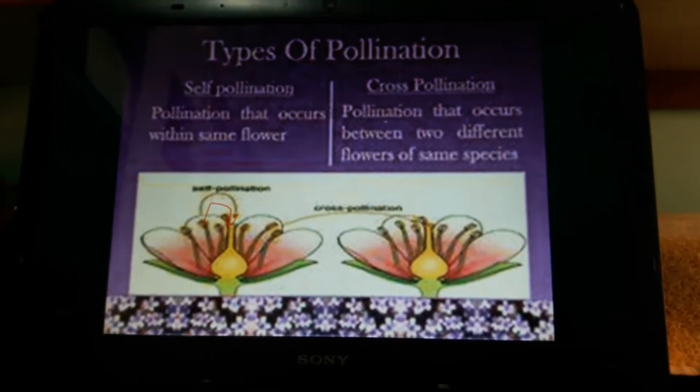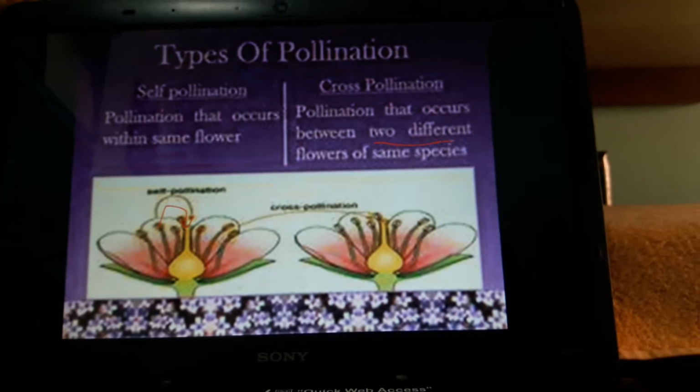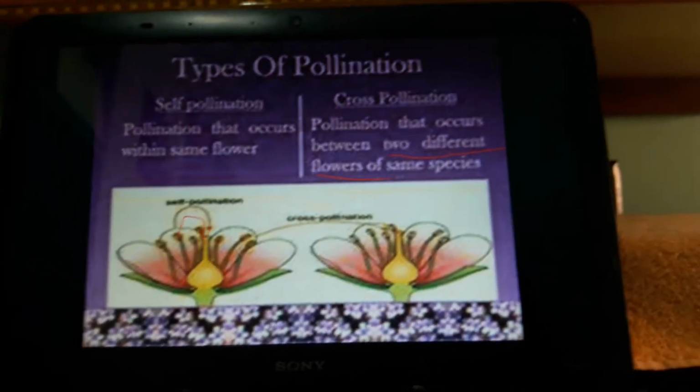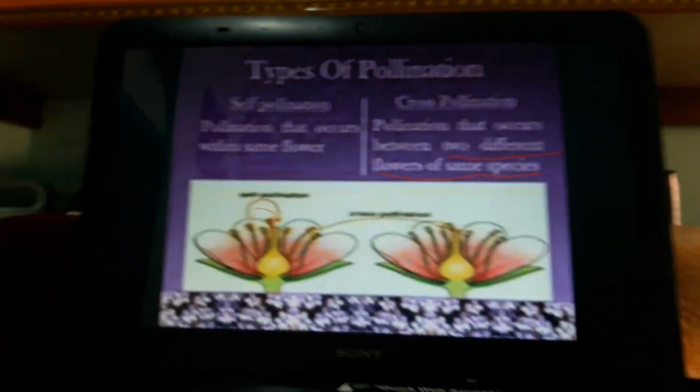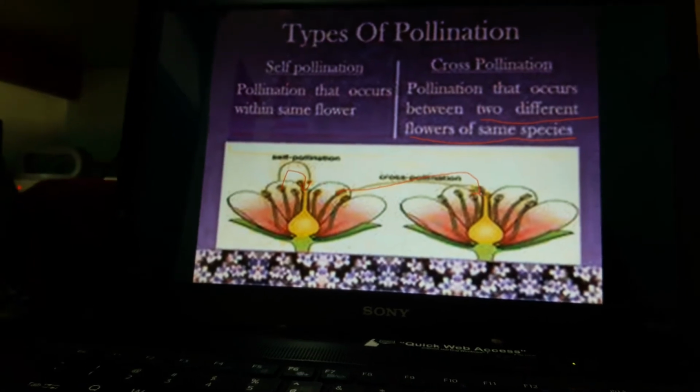And this one, cross pollination. Pollination that occurs between two different flowers of the same species. Very important, mark this. So what happens is, this goes to this.